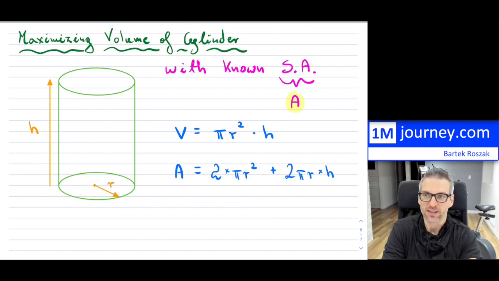Here I have the maximization of the volume of a cylinder on the assumption that the surface area has been given. So it's some area A. Sometimes you might run into this problem where A is an actual number, but here I want to keep everything in terms of variables. The key thing is that the area is known. So that's going to be our first problem, maximizing volume.